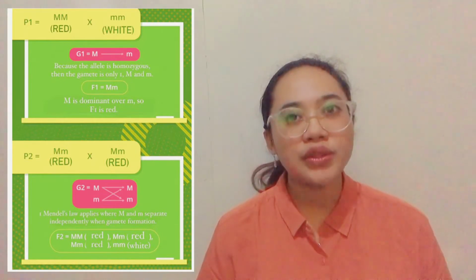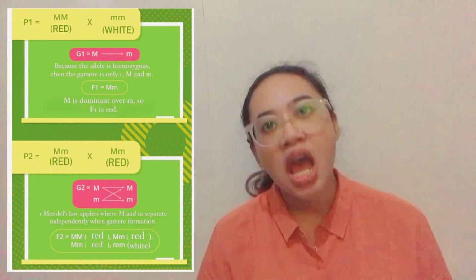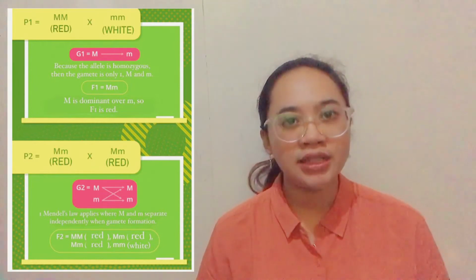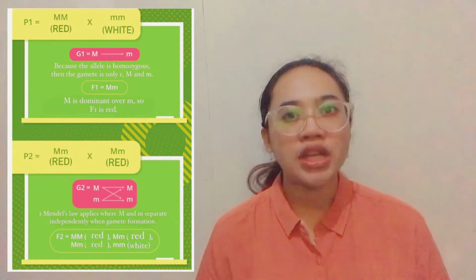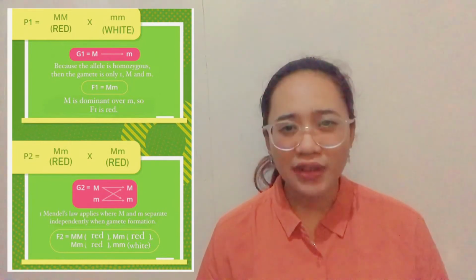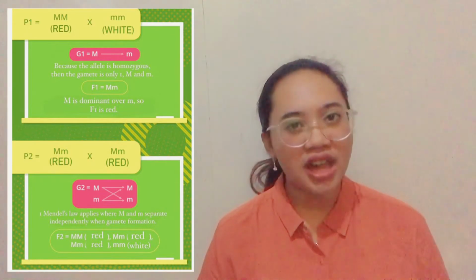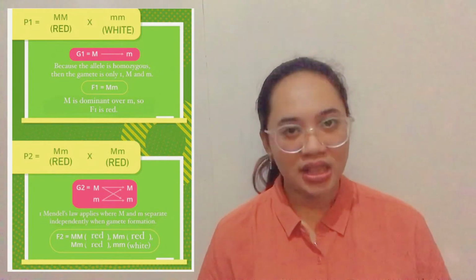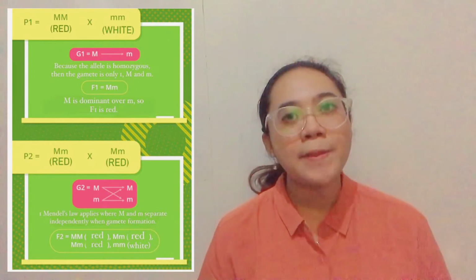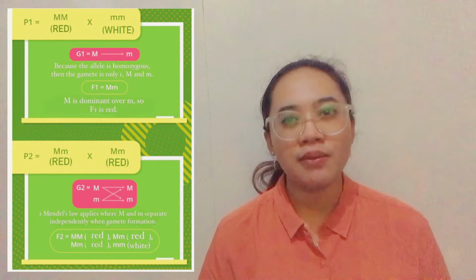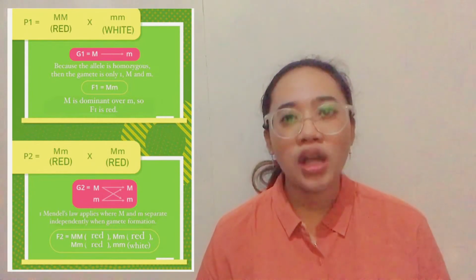Based on the cross above, we can find out the phenotype and genotype comparison, where phenotypes are visible traits. So, based on the result of F2, we can know that the phenotypic ratio is 3 to 1, 3 red traits and 1 white trait. Meanwhile, for comparing the genotype, we obtained MM, Mm, and mm at a ratio of 1, 2, and 1.